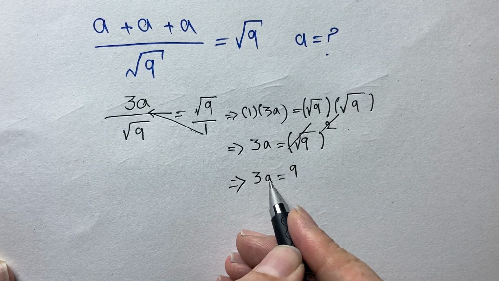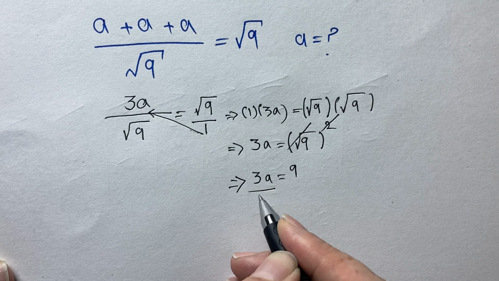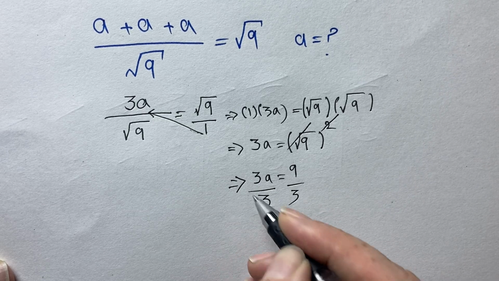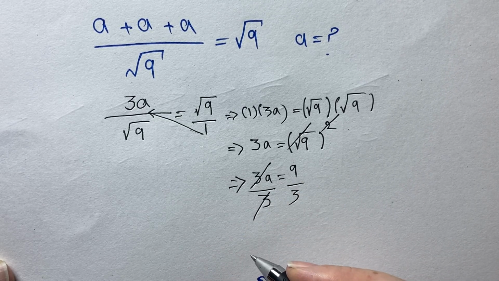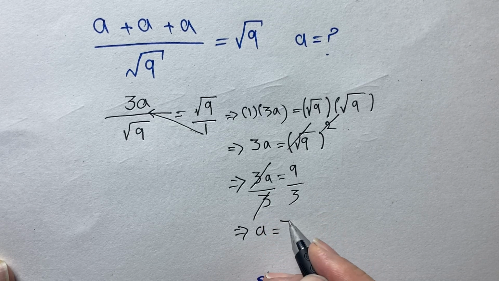Now to find the value of a, we need to isolate this a. So both sides divided by 3. This 3 can be cancelled off, so the value of a is going to be 9 over 3, or 3.